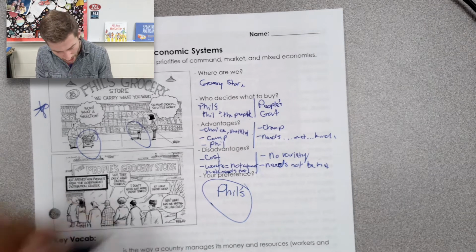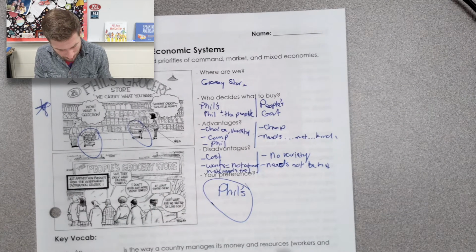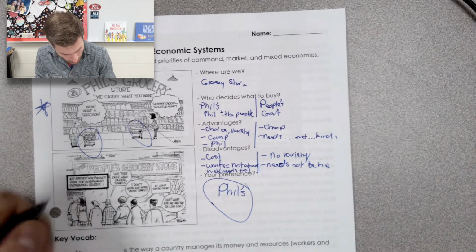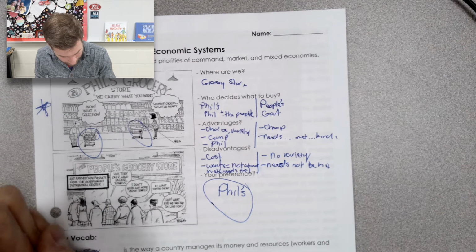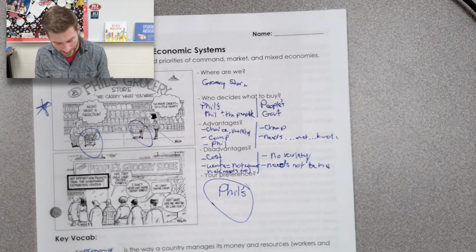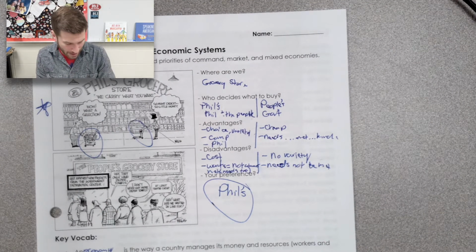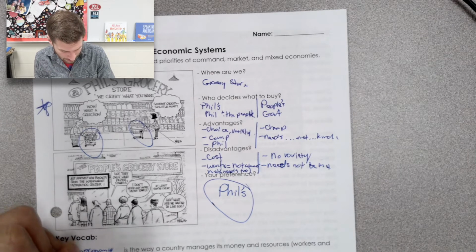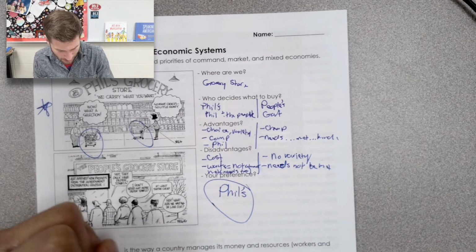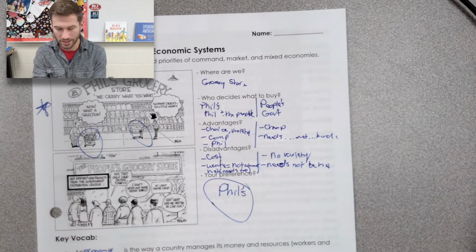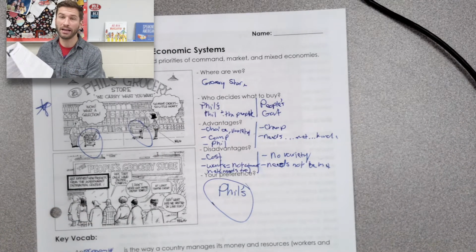So let's dive in. A blank is the way the country manages its money and resources to produce, buy, and sell goods. Well, that would be an economy, whereas a blank describes how an economy is organized. That is an economic system. So those are our two key vocab words there, an economy and an economic system.